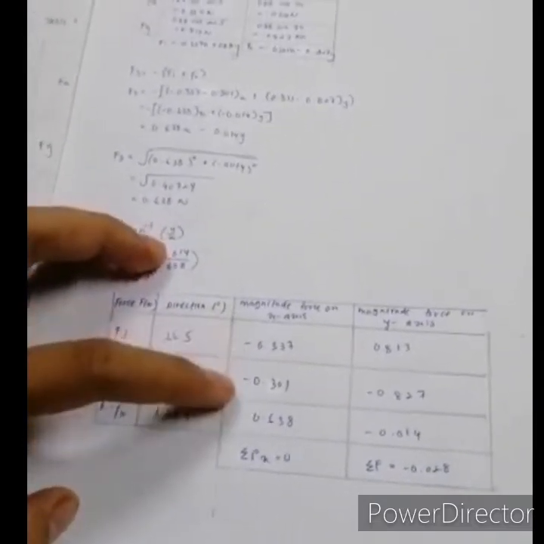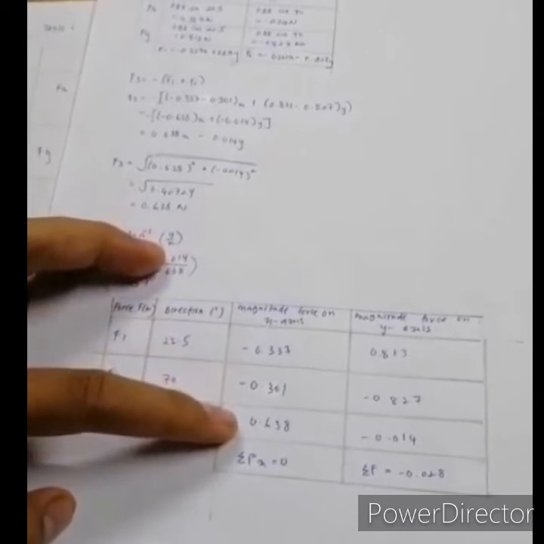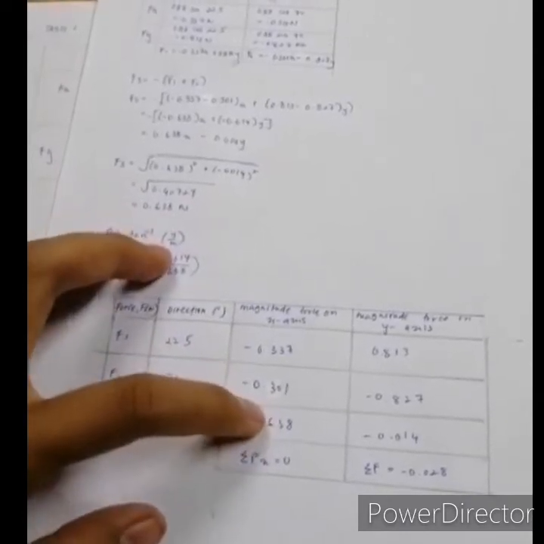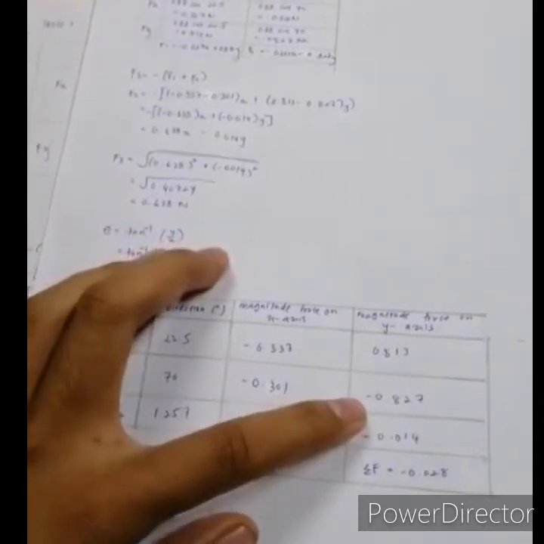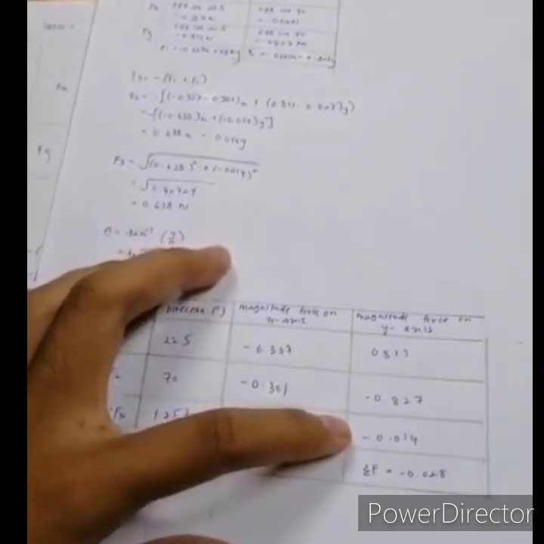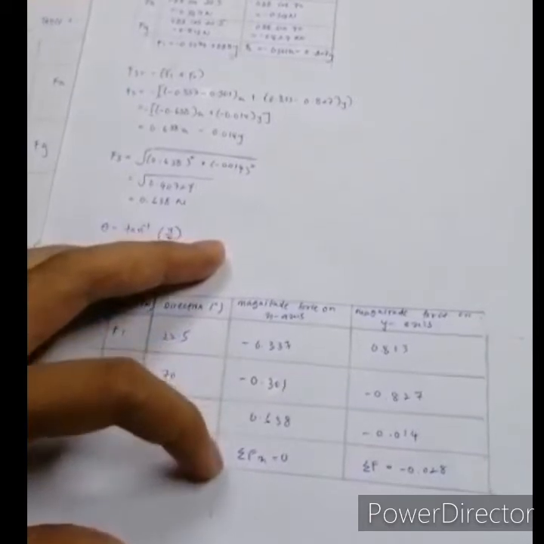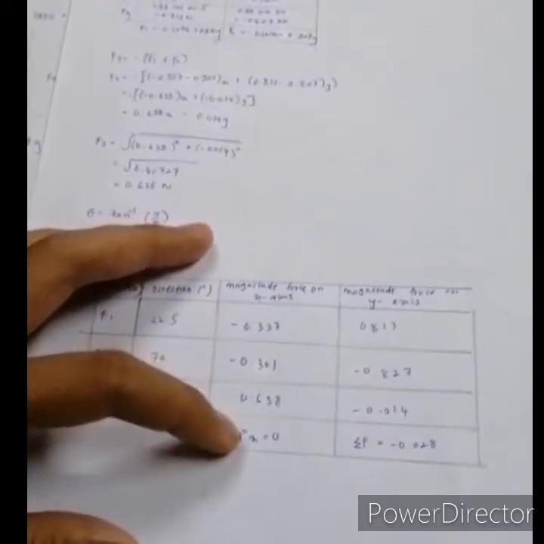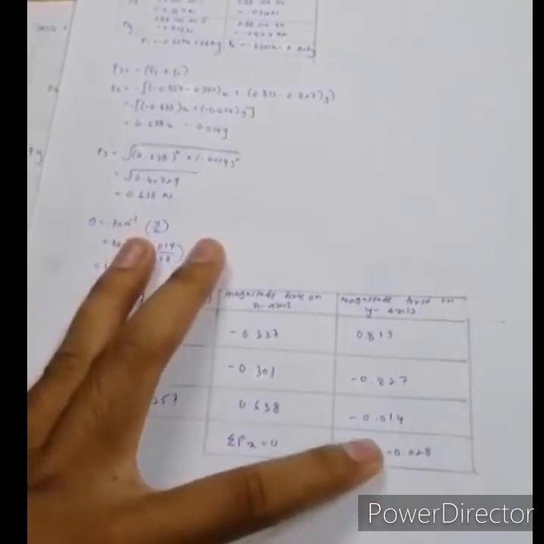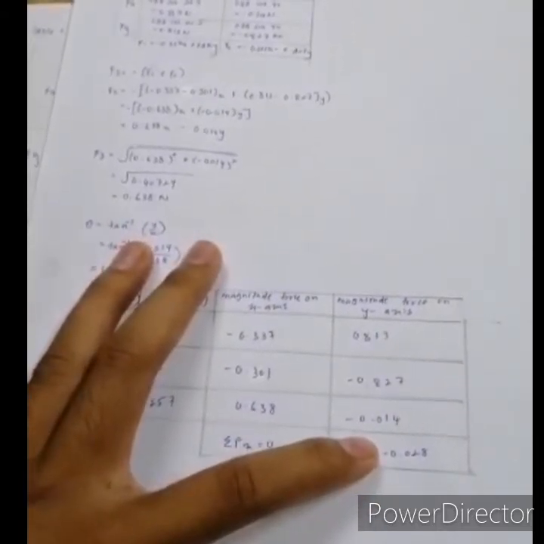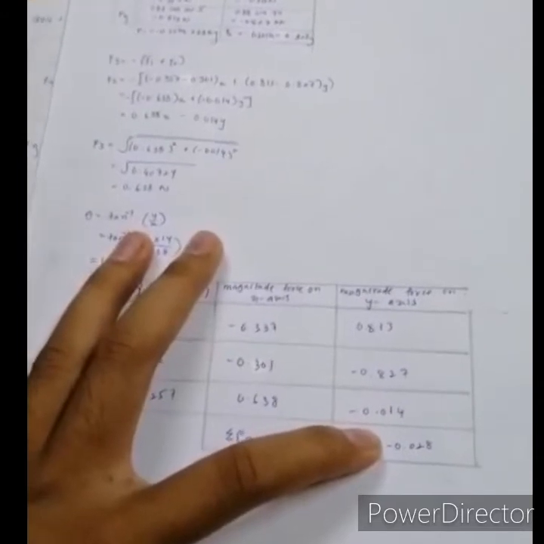F3 direction 1.257, x-axis 0.683, x-axis negative 0.14, fx 0, fy negative 0.028.